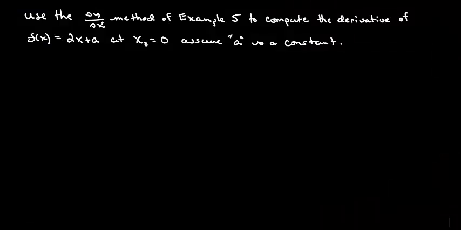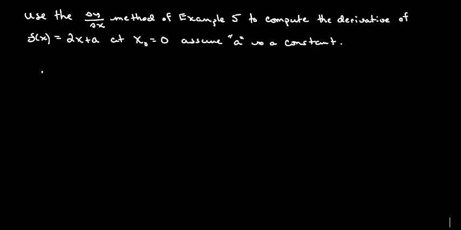We're asked to use the delta y over delta x method of example 5 to compute the derivative of the following function at 0, and we're assuming that this a value right here is constant, meaning that as x changes, that does not impact what happens to a. A is just going to stay exactly what it is. Okay, so let's go ahead and do that computation.